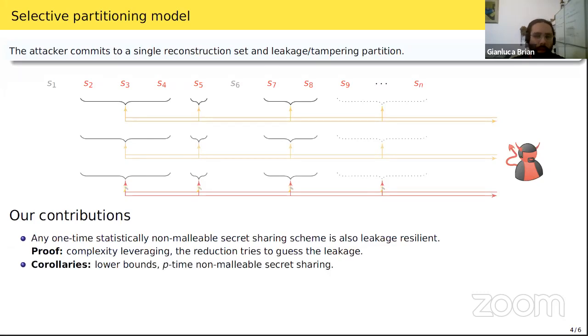We also find two applications to this fact: lower bounds for the size of the shares of non-malleable secret sharing, and a construction of a compiler that takes as input a leakage-resilient one-time non-malleable secret sharing scheme and outputs a p-time non-malleable secret sharing scheme in the computational setting.